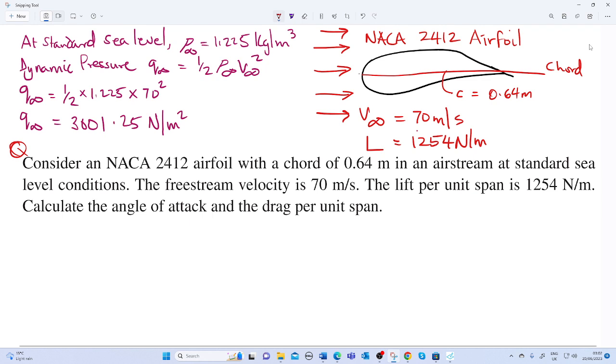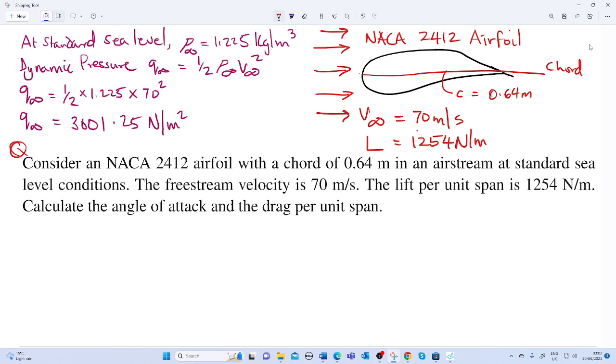Once again, consider a NACA 2412 airfoil with a chord length of 0.64 meter in an airstream at standard sea level conditions. The free stream velocity is 70 meters per second. The lift per unit span is 1254 Newton per meter. Calculate the angle of attack and drag per unit span.